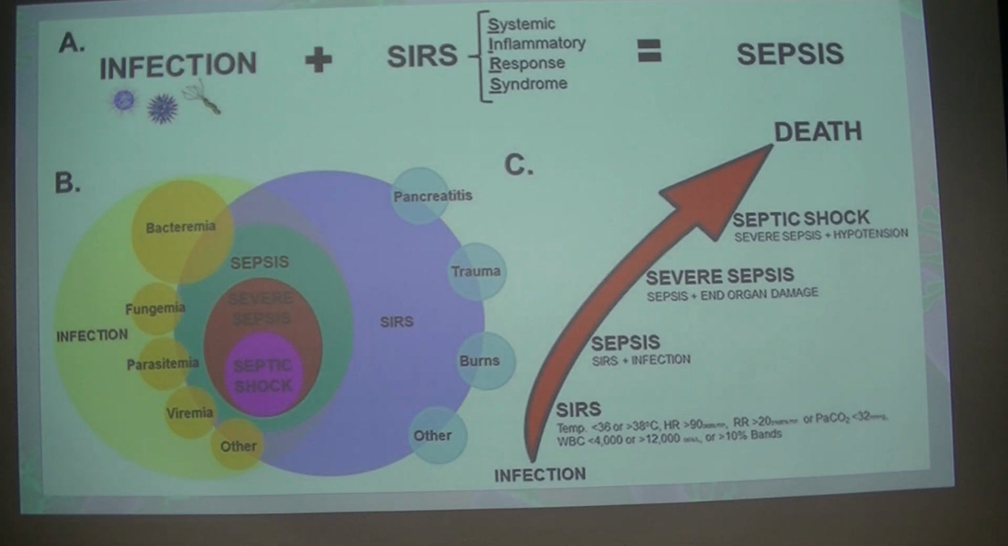So this is showing you, again, the progression. And it shows you that there are other causes of SIRS that are non-infective. It shows burns, trauma, pancreatitis. But then over here, your infective causes: viremia, parasitemia, fungemia, bacteremia. And then it shows your SIRS criteria, SIRS plus infection, sepsis plus end organ damage, severe sepsis plus hypotension, and then death.